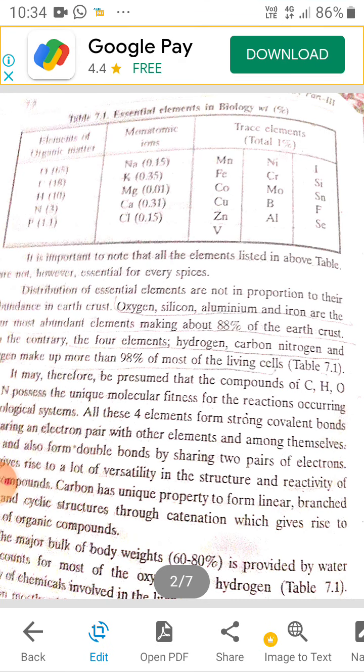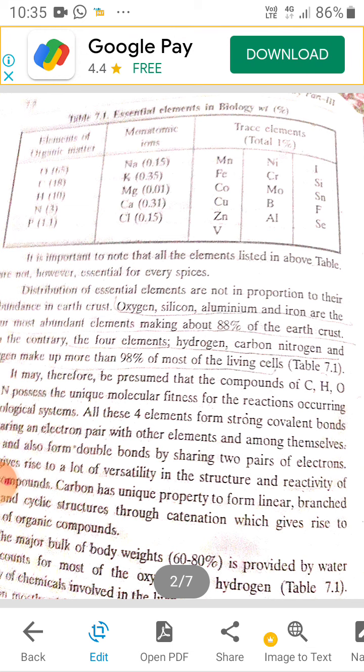in the body. These elements are manganese, nickel, iron, chromium, cobalt, molybdenum, copper, boron, zinc, and aluminum. Oxygen, silicon, aluminum, and iron are the foremost abundant elements, making about 88% of the earth's crust. On the contrary, the four elements hydrogen, carbon, nitrogen, and oxygen make up 99% of the living system. The majority of the compounds involved in such systems are frequently found with sulfur, calcium and phosphorus.